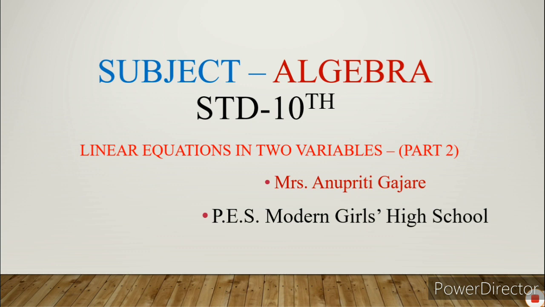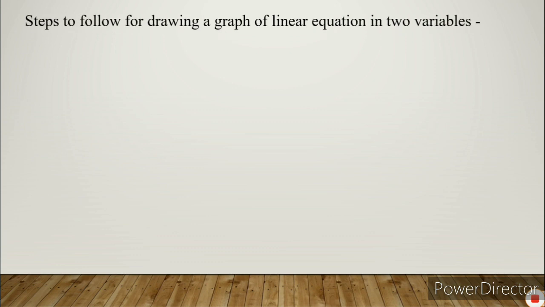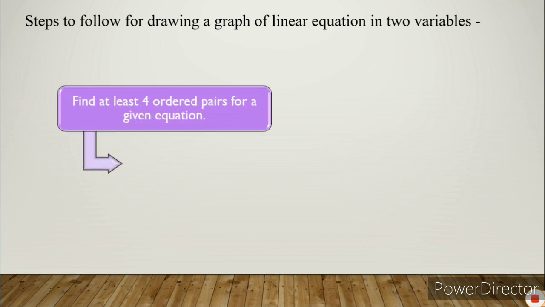Today, we are going to study how to draw a graph of a linear equation in two variables using such ordered pairs. Now, these are the steps to follow for drawing a graph of a linear equation in two variables. First step, find at least four ordered pairs for a given equation.